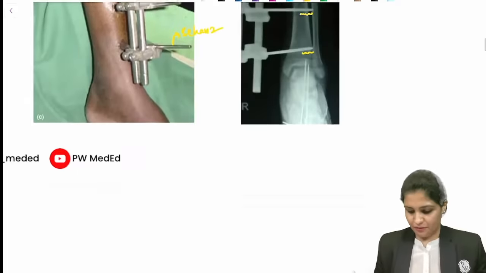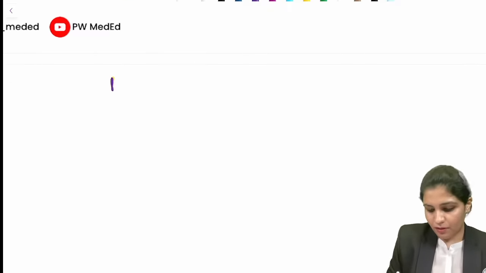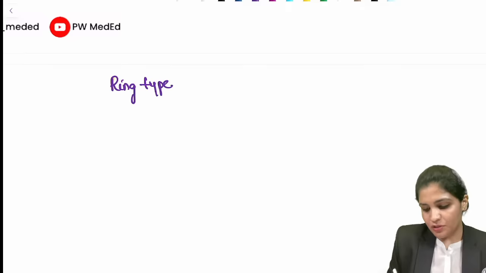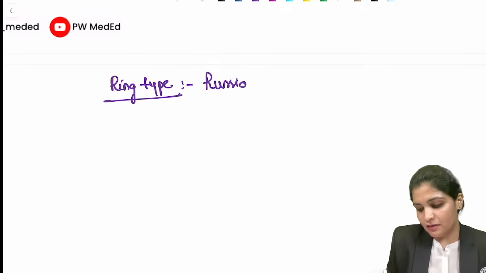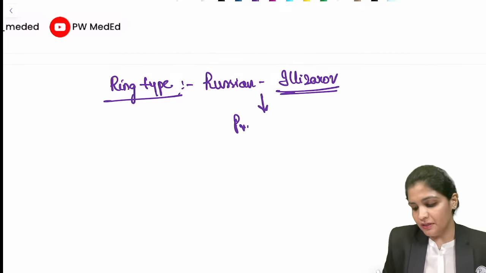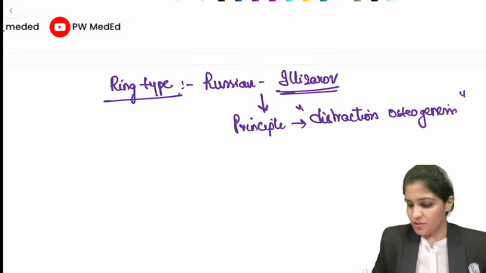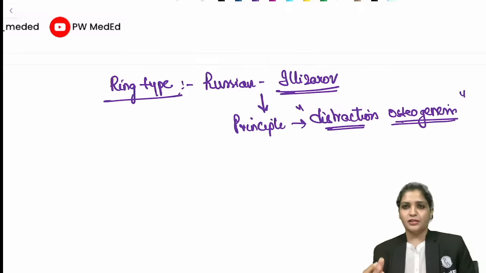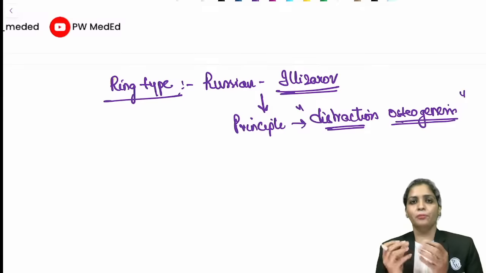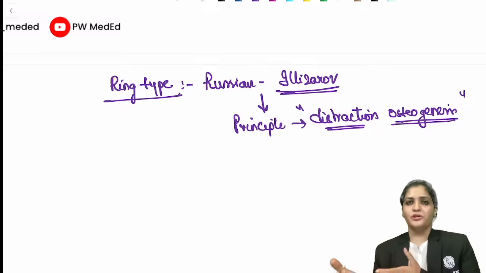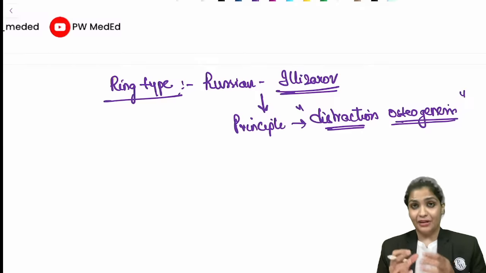And coming to the ring type of fixation. This was first discovered by a Russian scientist named Ilizarov, right? And it works on the principle called distraction osteogenesis. So what do you mean by distraction and osteogenesis? Osteogenesis is nothing but the formation of bone: osteo is bone, genesis is formation. So bone formation is done by distracting and compressing the fracture under biological control.